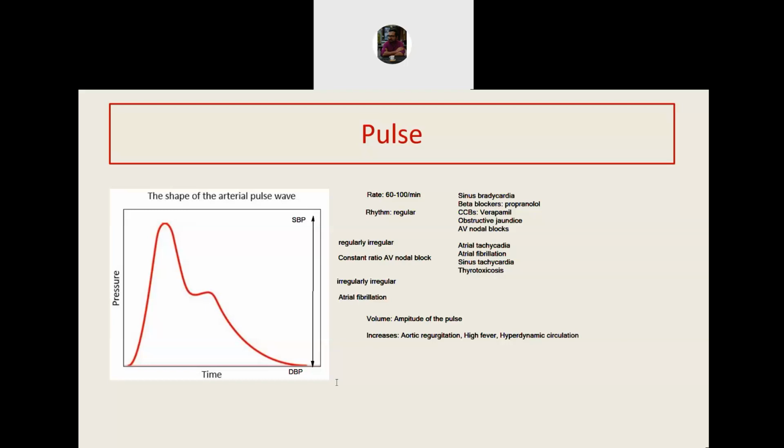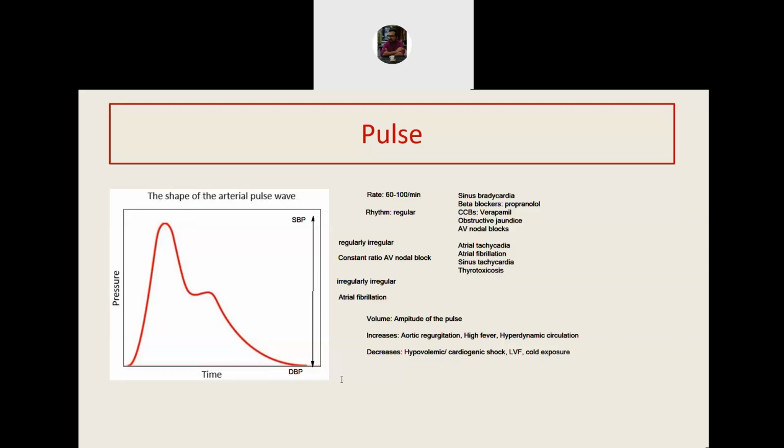The pulse volume decreases when there is a narrow pulse pressure. That is, either the SBP falls or the DBP rises, which happens in hypovolemic and cardiogenic shock, in left ventricular failure, in cold exposure, when there is vasoconstriction.